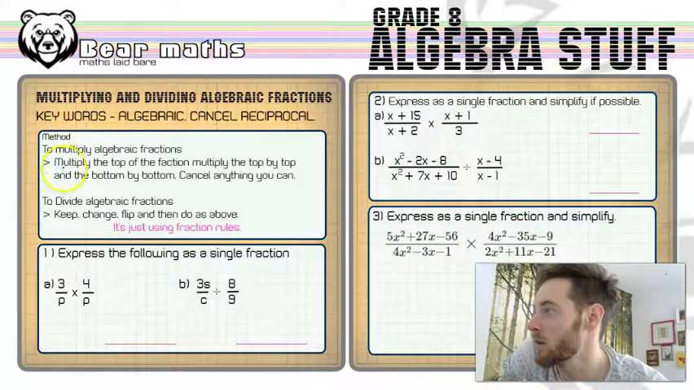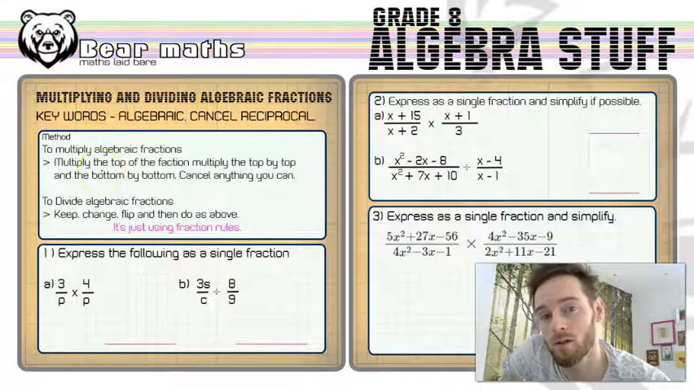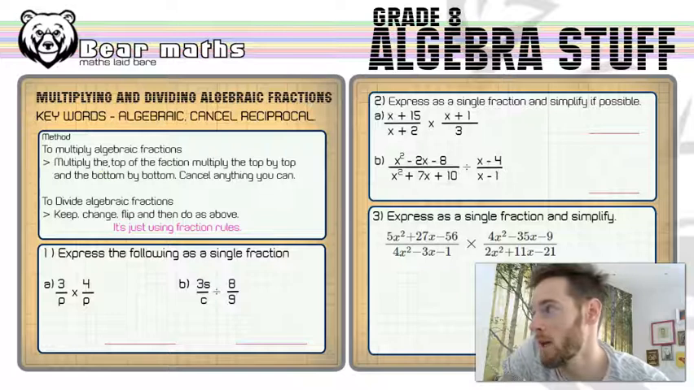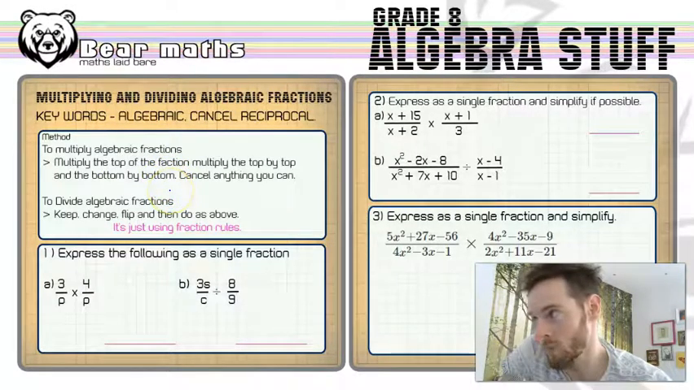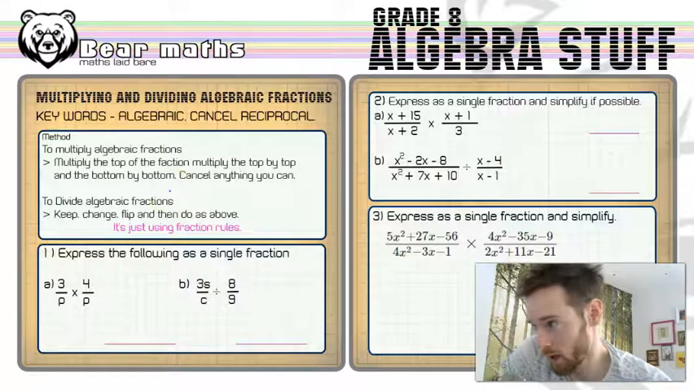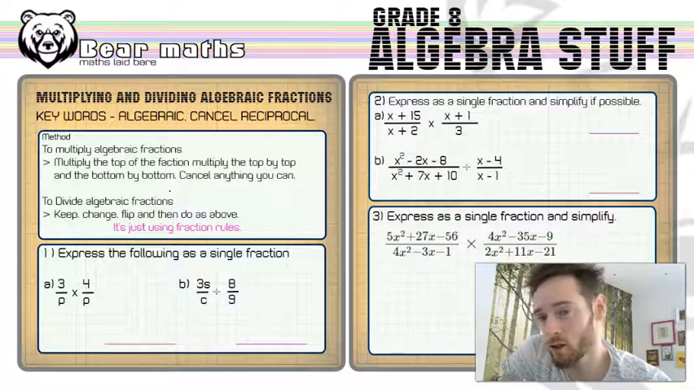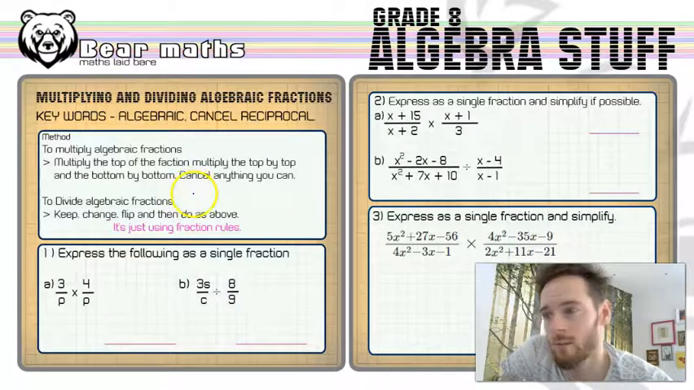Now, the method here. To multiply algebraic fractions, you just use the multiplying fractions rule. Multiply top by top, bottom by bottom, and then just cancel anything that you can. To divide algebraic fractions, keep, change, flip, just like you would with normal dividing fractions. And then just do as above, multiply top by top, bottom by bottom, and cancel. Alright, so you get very, very complicated looking questions, but actually it's as basic as that.